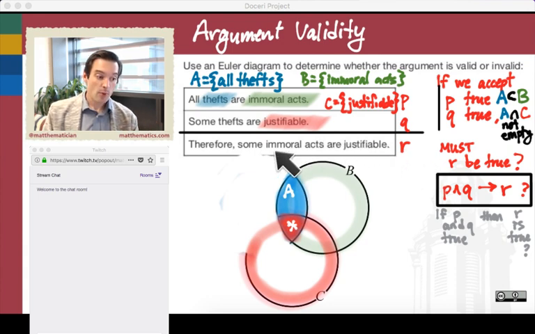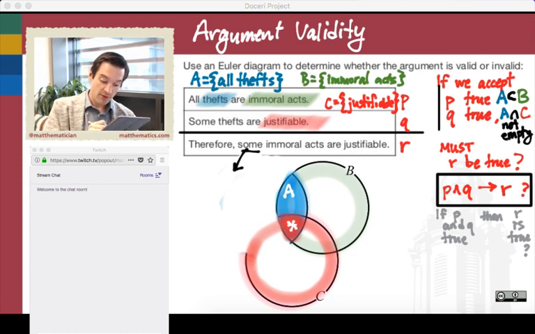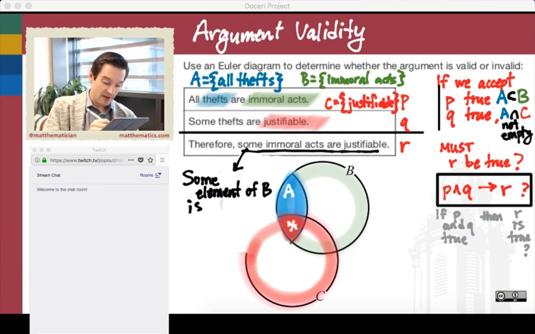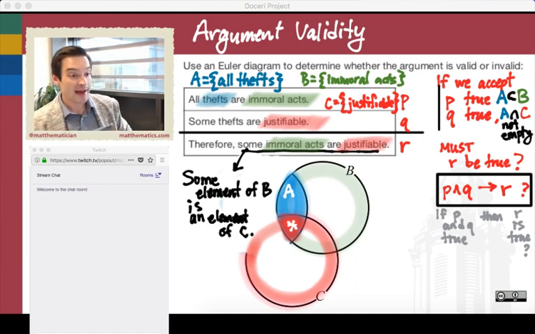Is it true that some immoral acts are justifiable? And I'm going to translate that into the language of set theory so that we can understand what we're really asking ourselves here. Some immoral acts are justifiable. Well, the immoral acts are the elements of the set B. Some element of B is justifiable, an element of C. And just to get my color coding back in here, some green element belongs in the red set. Some immoral act is justifiable.